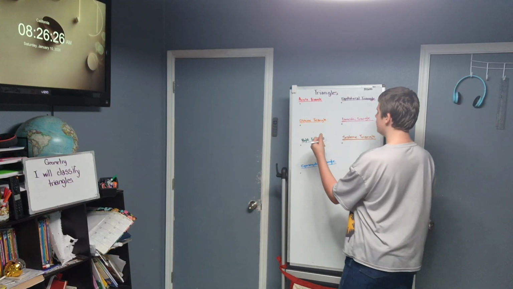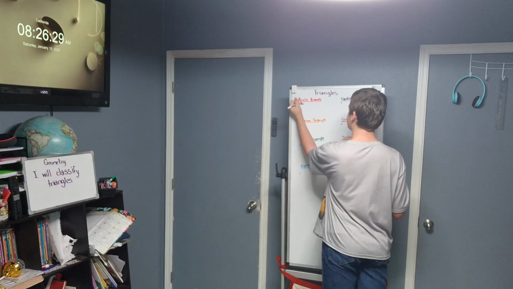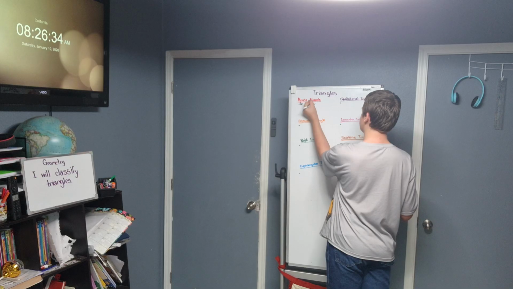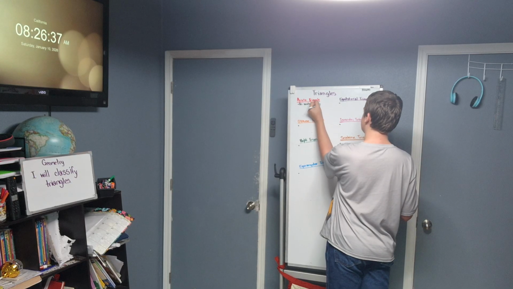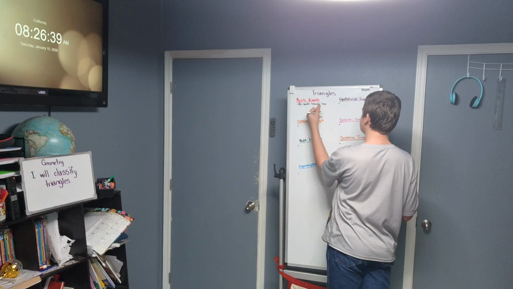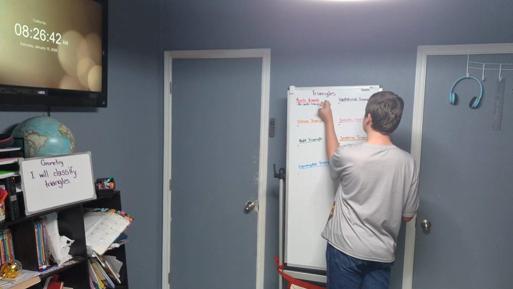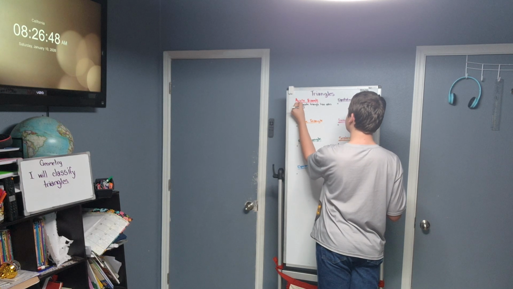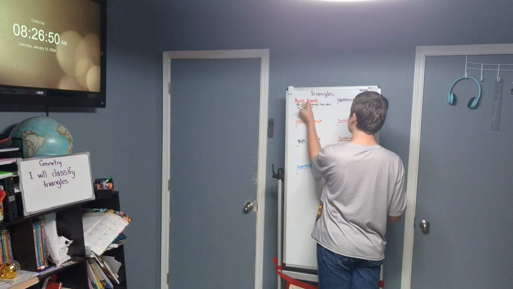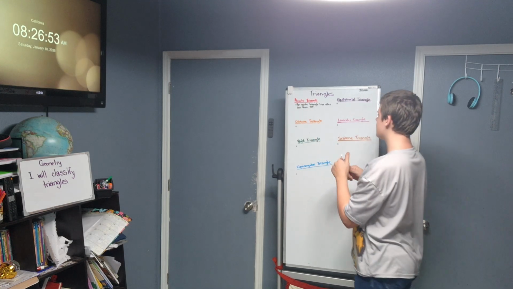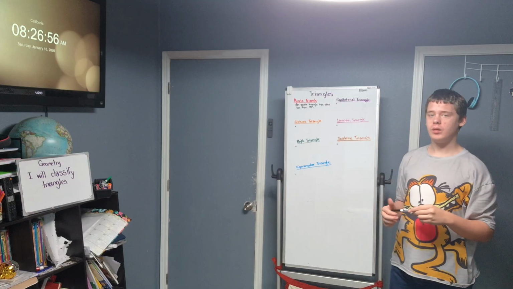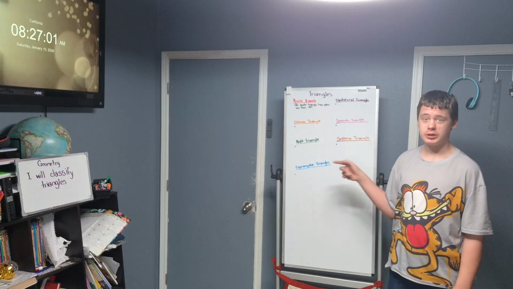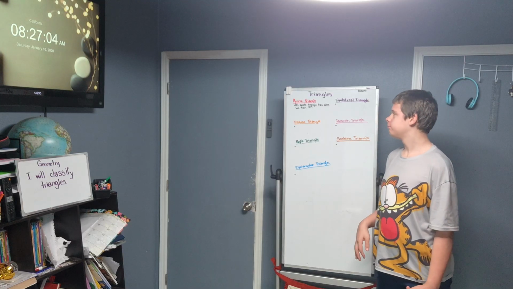So, an acute triangle has sides less than 90 degrees. What I mean by acute is less than 90 degrees. Okay.